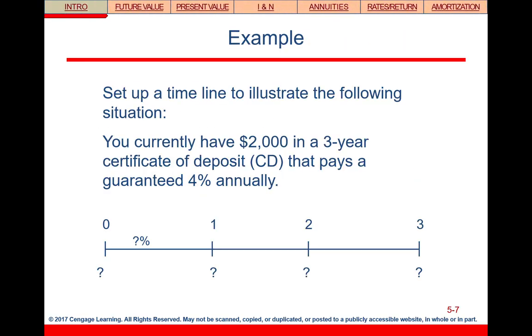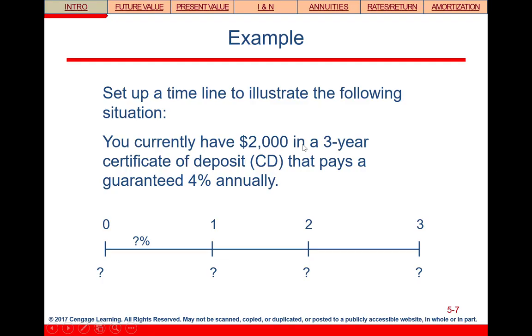Here's another example. Set up a timeline to illustrate the following situation. The situation is that you currently have $2,000 in a 3-year certificate of deposit that pays a guaranteed 4% annually. So this is a CD, certificate of deposit. It's a deposit, right? It means that this is your money, your $2,000, and this is your initial investment. You have to deposit this money in a bank, right?